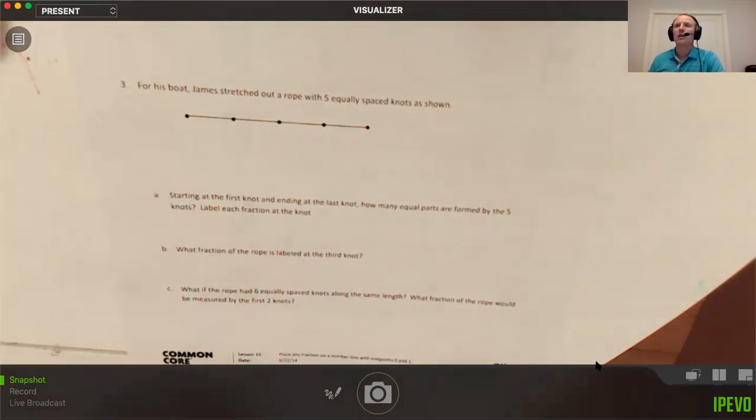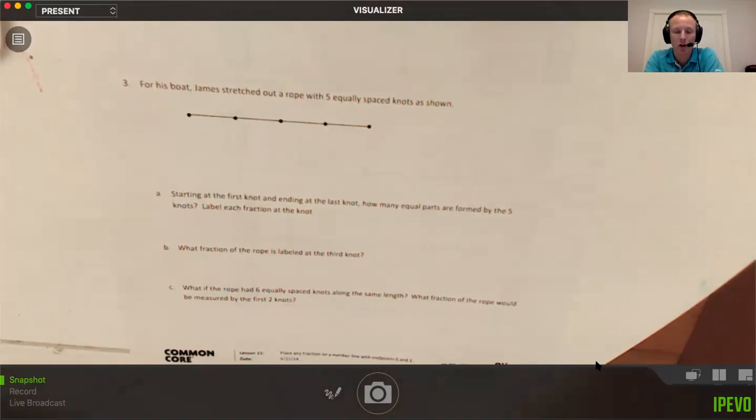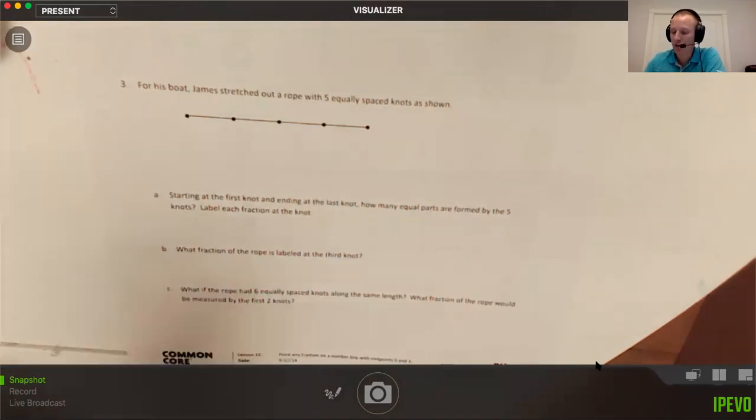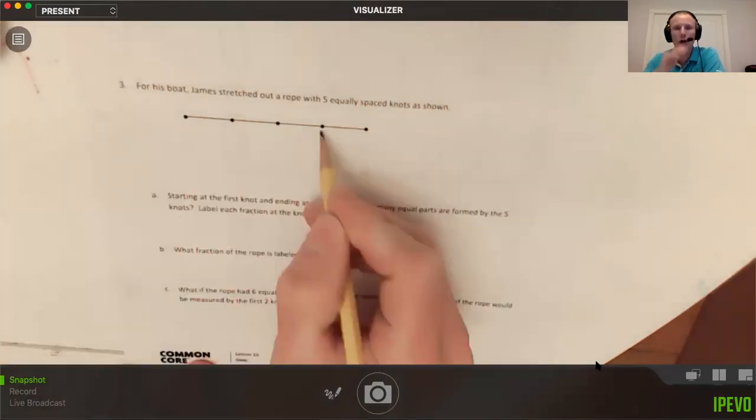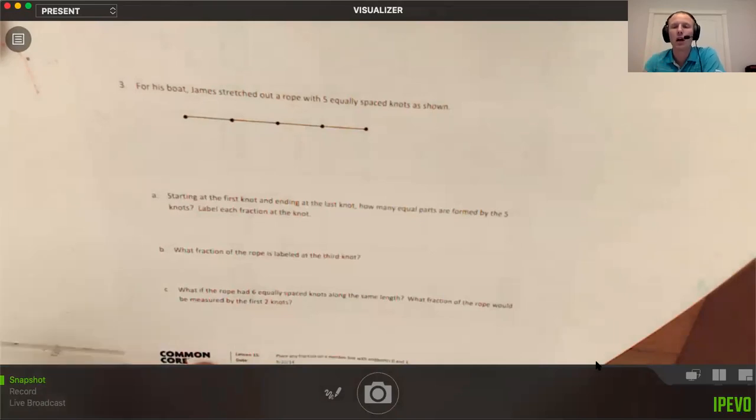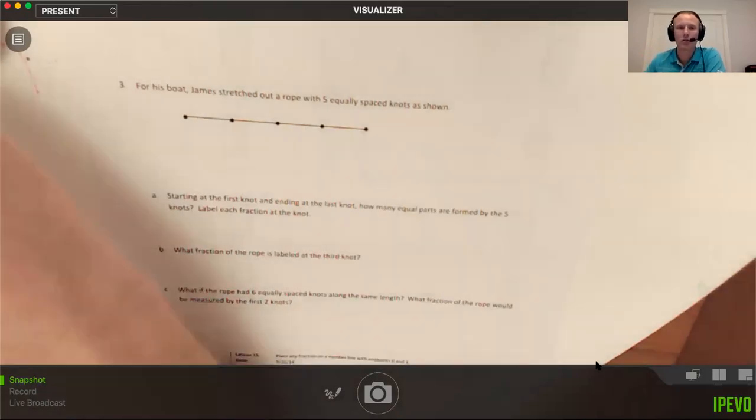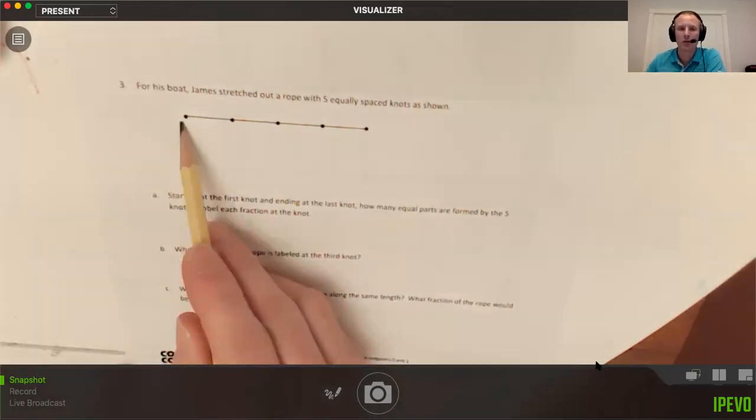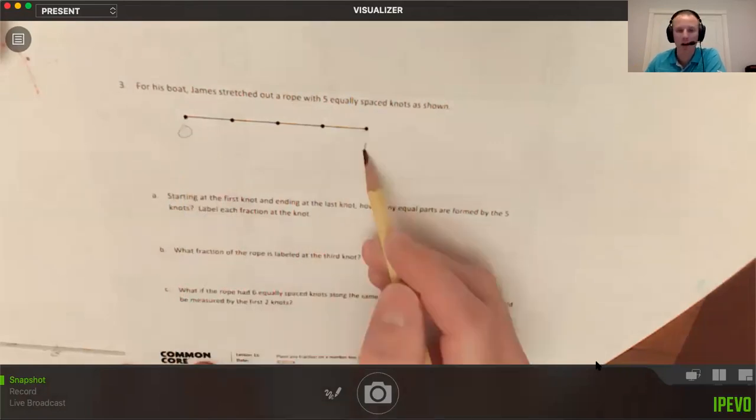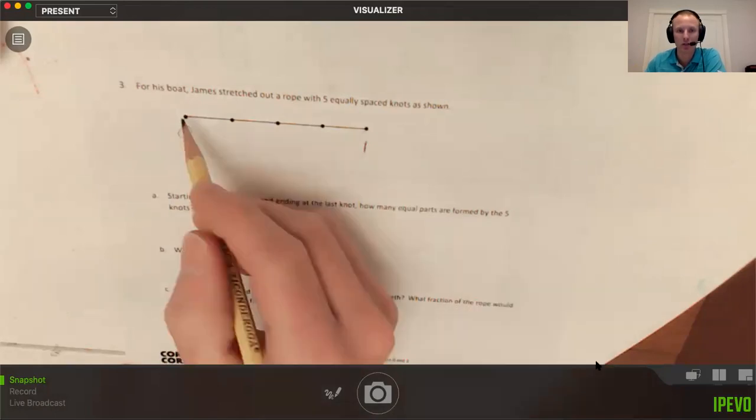So here's where 3rd graders run into trouble with this sort of problem. They just go 1, 2, 3, 4, 5. We're working in fifths, but we're not working in fifths. We don't just count the number of knots because the first one is 0 and the last one is 1 on a number line, right? We're looking for how many spaces there are.